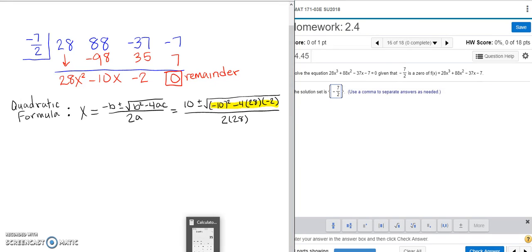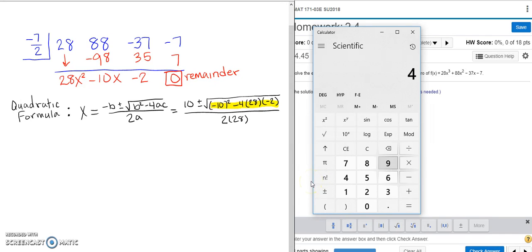So I'm going to do 4 times 28 times 2 for a second. That's 224. But I know this is a negative times a negative, so it's going to be a positive 224. So let me write this down. Okay, it's a square root. Negative 10 squared I knew was 100, so I didn't type that in. A negative times a negative is going to make this plus 224.